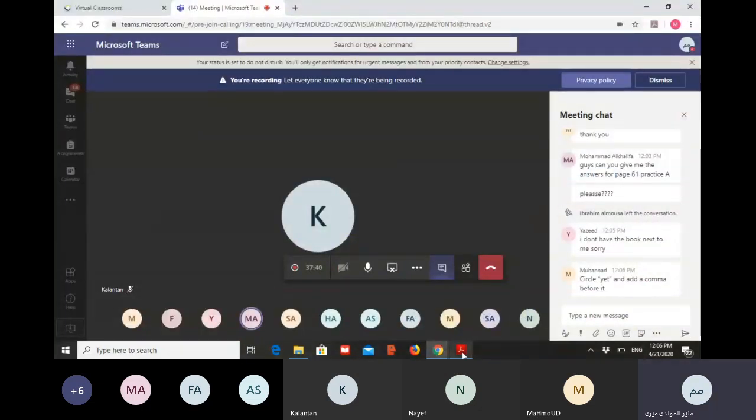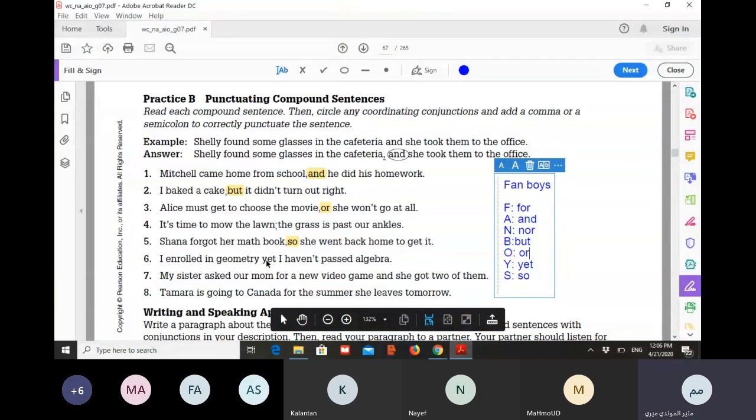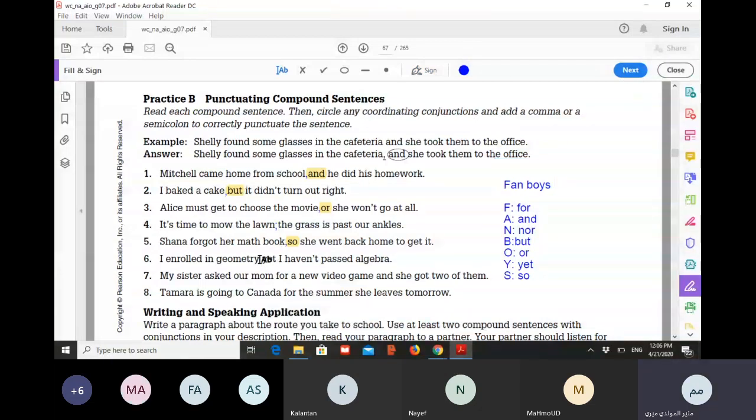Circle yet and add a comma before it. Very good. So we circle yet and we add a comma before it. Very good, Muhammad. So we add a comma first.